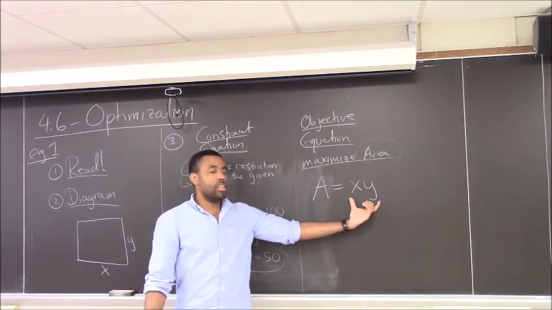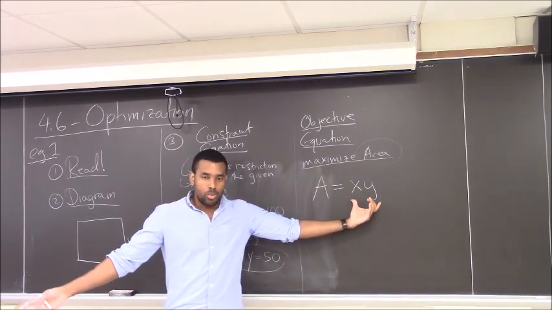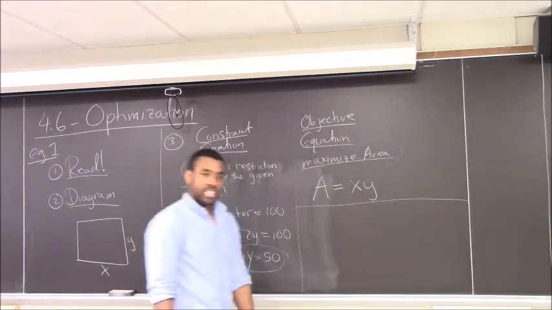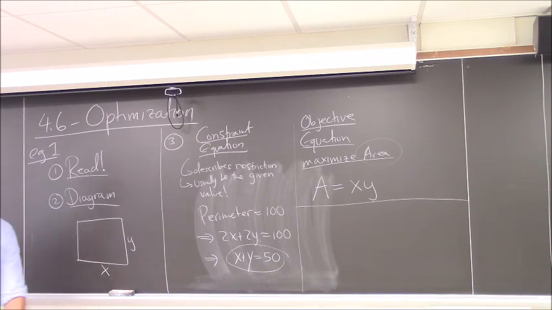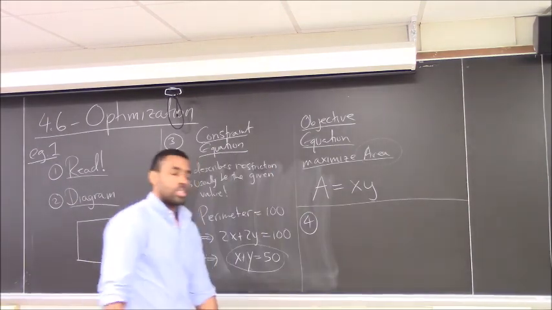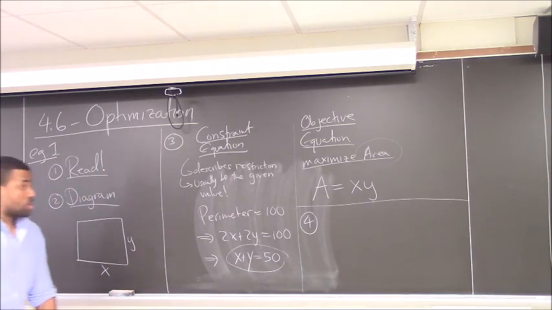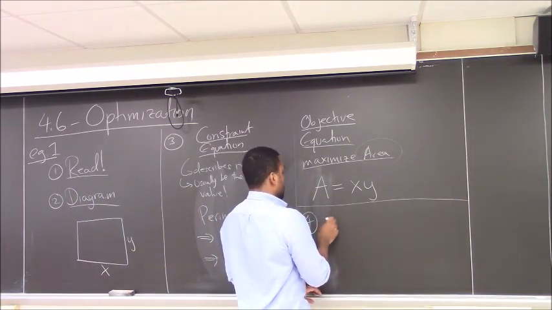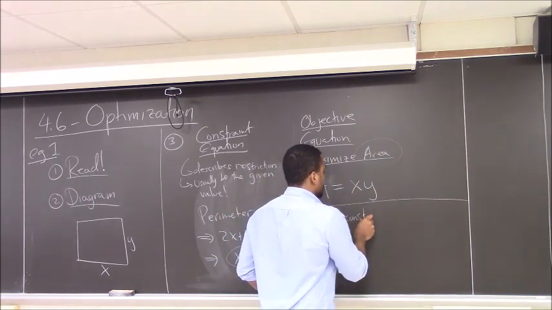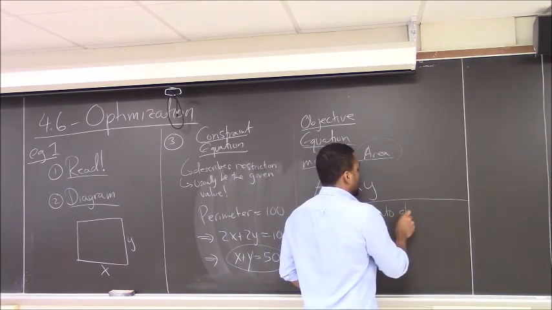But the problem is there are two variables here. We're not in Calc 3, we don't know how to do multivariable calculus yet. So we need to actually fix that. We need to get rid of one of these variables. And that's what brings in the need for step 4. So in step 4, you're going to plug the constraint into the objective.